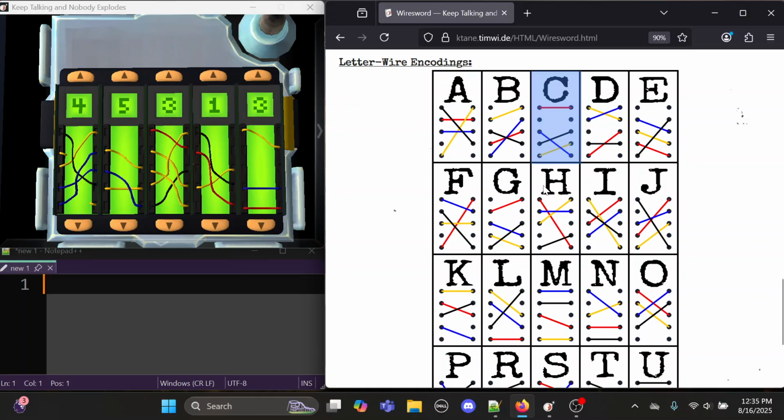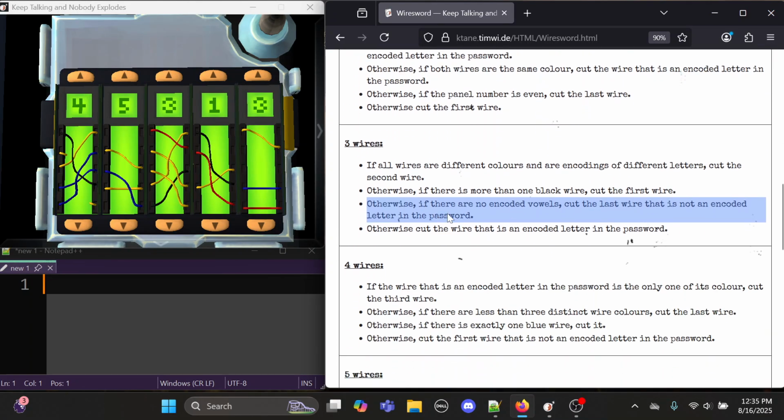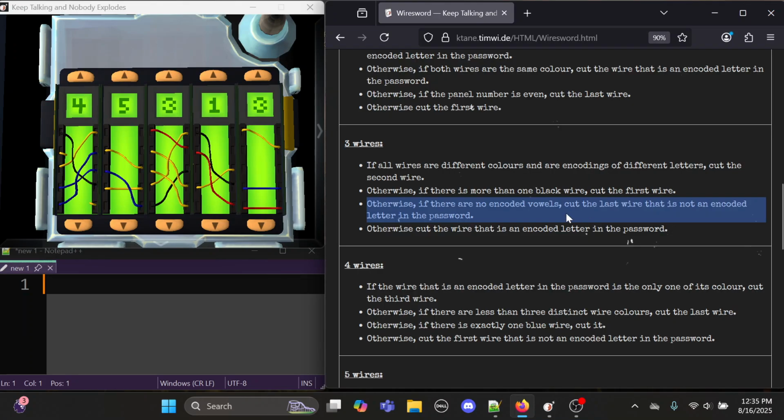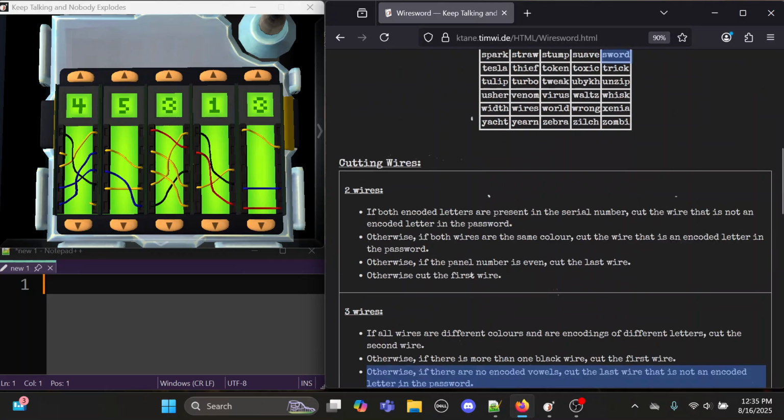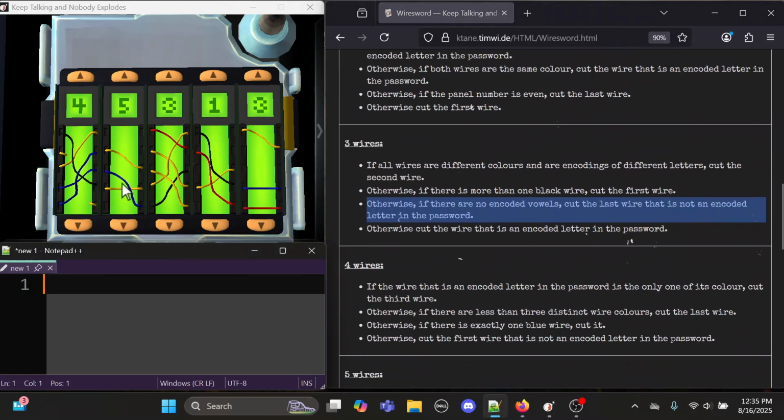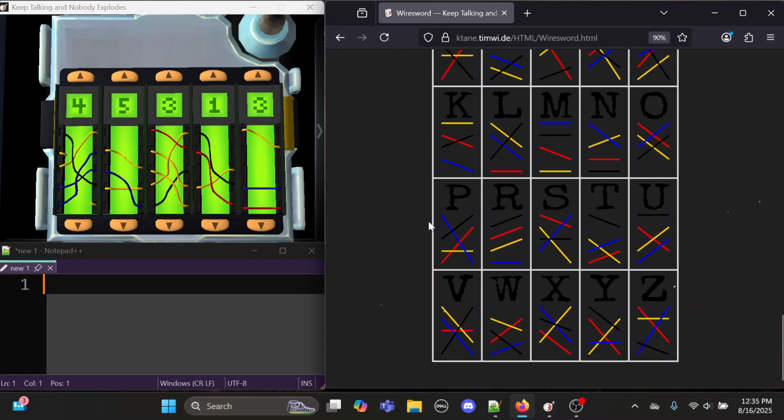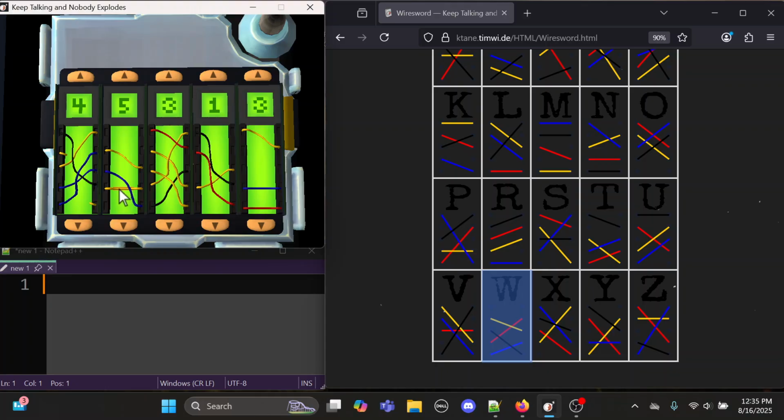Is it Charlie? So no. Therefore, if there are no encoded vowels, we're going to do this rule. We're going to cut the last wire that is not an encoded letter in the password. So, effectively, with respect to the 3 wires present, we're going to do the lowest one that is not the whiskey in this case. The whiskey was here, so it's between these two. And since the 4 is lower than the 3 on the left side, we're going to cut this one.